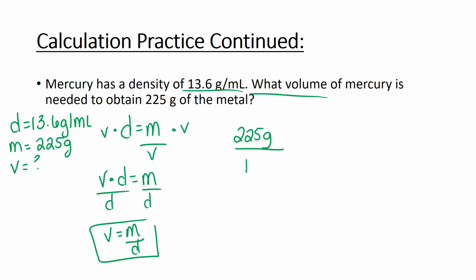Our density is also 3 sig figs at 13.6. When we divide it out, we get an answer of 16.5. Go ahead and cancel those units out because they divided themselves out, and we are left with milliliters. So 16.5 milliliters of pure mercury will have a mass of 225 grams. So not a lot of volume gives you a very high mass because, again, it's very dense.